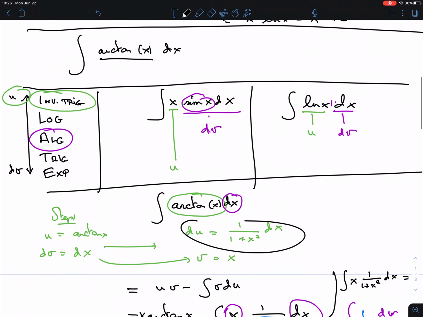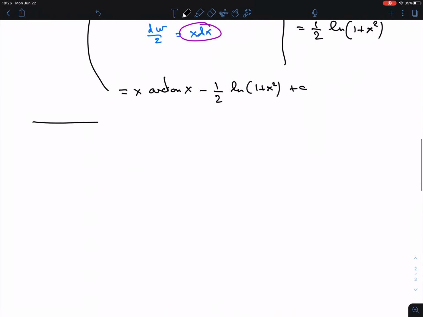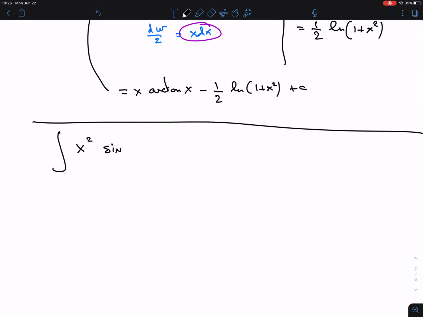So this is the word ILATE, and once you know this word, you just look at what functions you have and where they go, or perhaps it doesn't fit. So I'm going to give you a couple of examples here. Let's look at this one. I'm not going to solve all of them, but let's figure out what they are. Okay, so here are three.